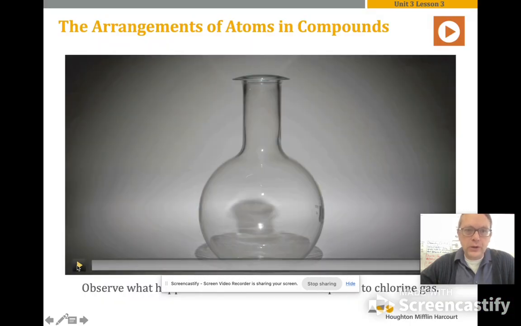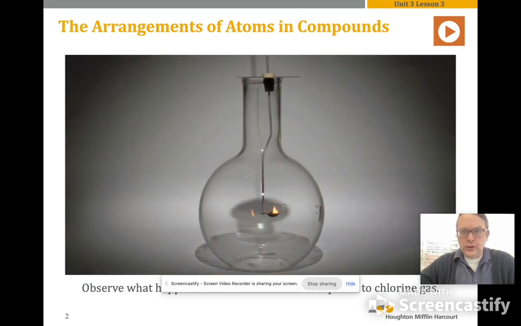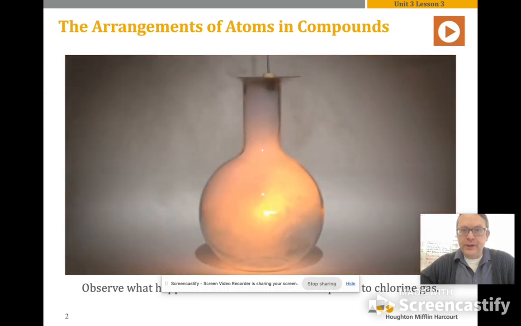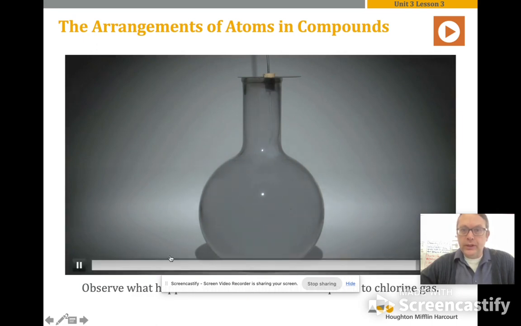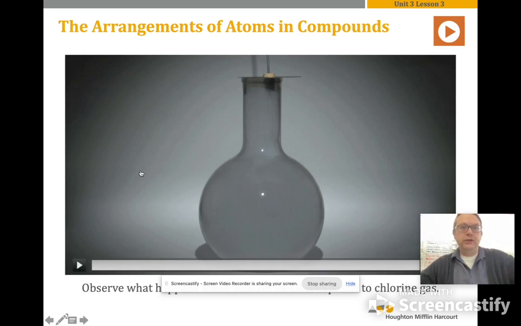Okay, here we go. So this is sodium metal placed into the flask, reacting with the chlorine gas. We start to see a big, bright flame, a huge release of energy and heat. And what you're left with would be just normal salt.